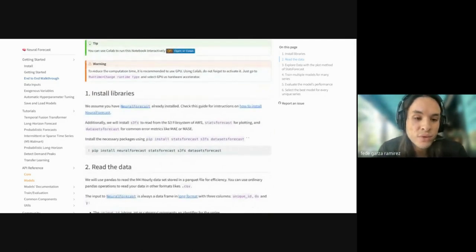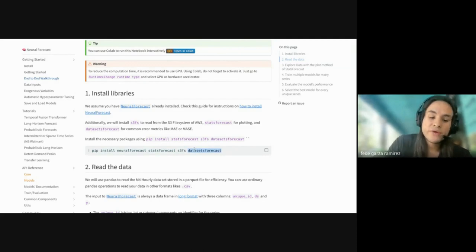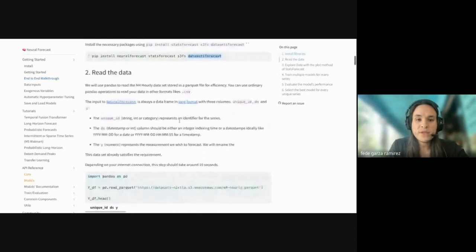In this case, we will be using NeuralForecast, StatsForecast for exploring the data, S3FS, which will allow us to download Parquet files from AWS, and finally DatasetsForecast, which contains error metrics and evaluation functions.